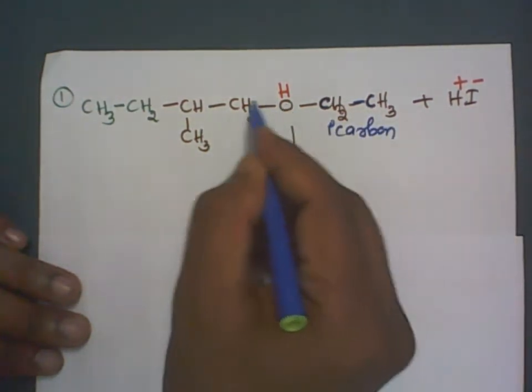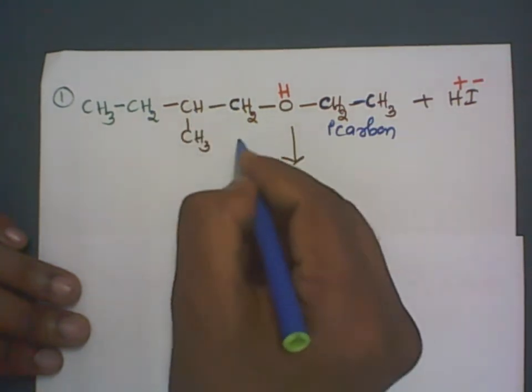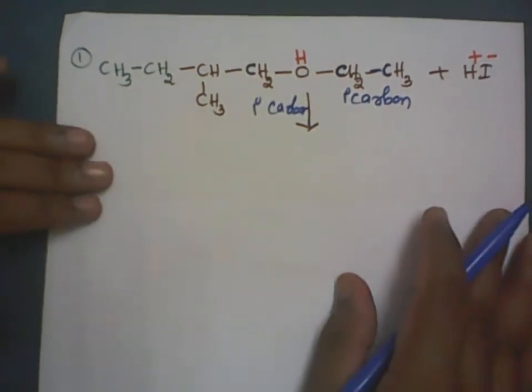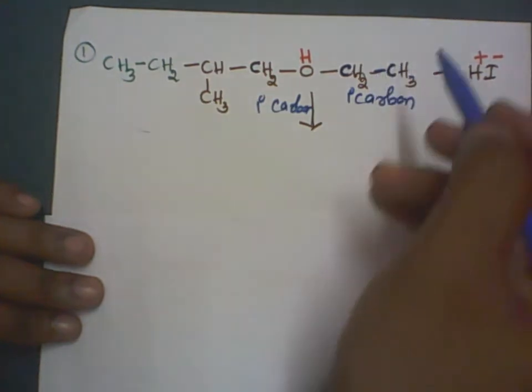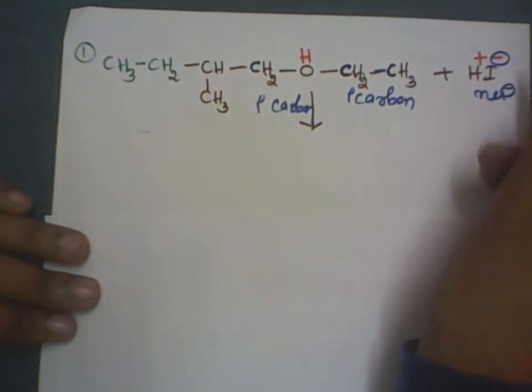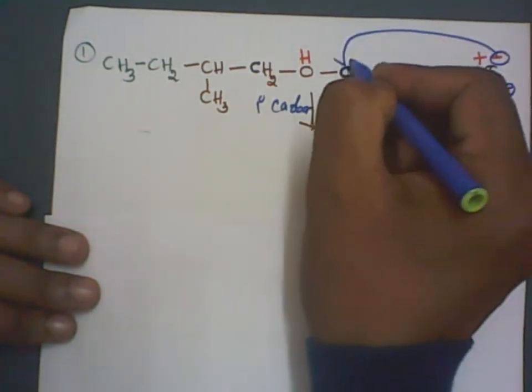Here also oxygen is directly attached to a carbon atom. This is attached to only one carbon directly, a primary carbon atom. Clear? Now, this is a bulky alkyl group. This is a smaller alkyl group. Therefore, the nucleophile, the negative charge species I minus, attacks the smaller alkyl group.